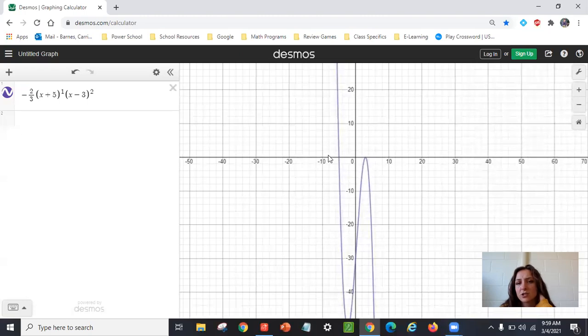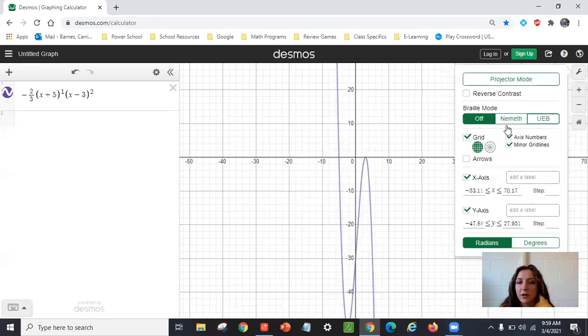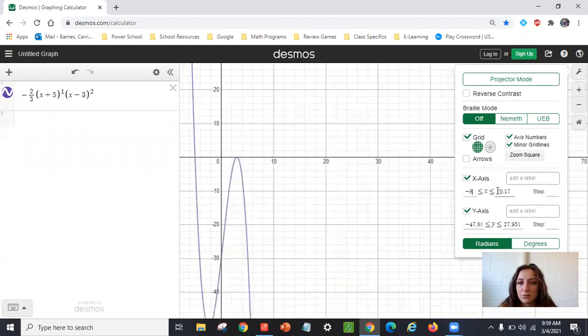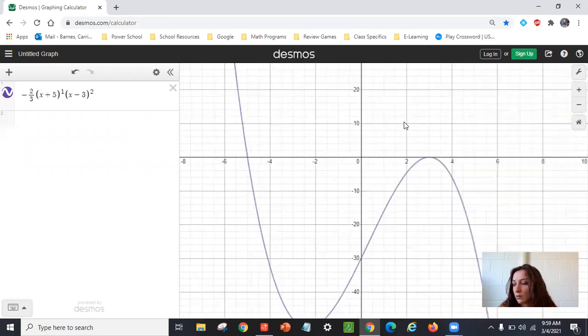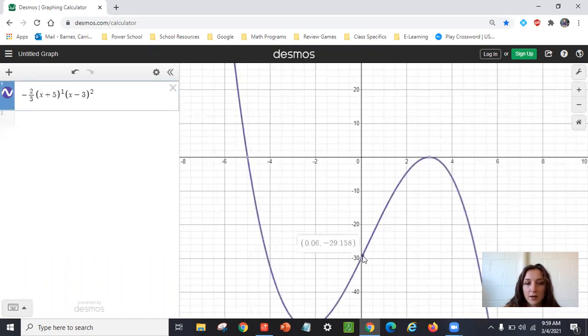If I actually crunch down this axis, it would look a little bit better. So if I made the x-axis go from like -8 to +10, now this sort of looks more like our function that we were given. So depending on how you put the window, it will look more like it or not. But going through -30, going through -5, and going through 3.